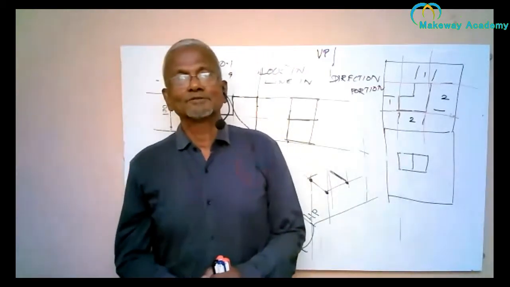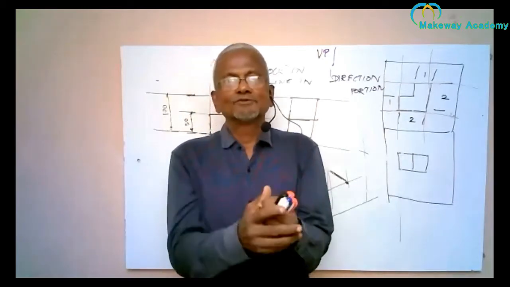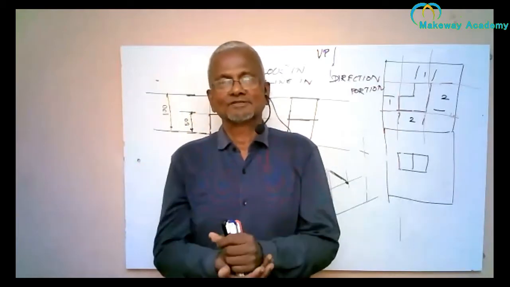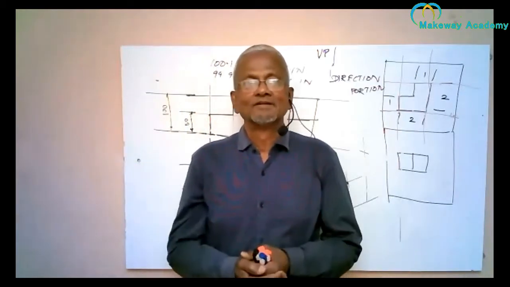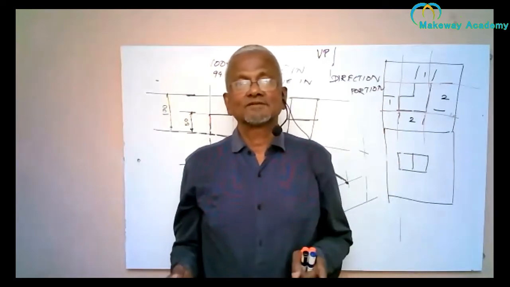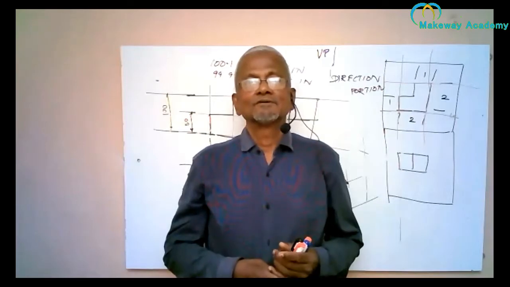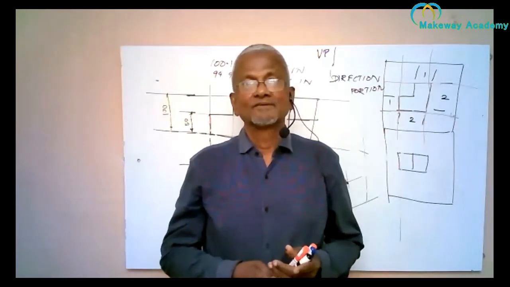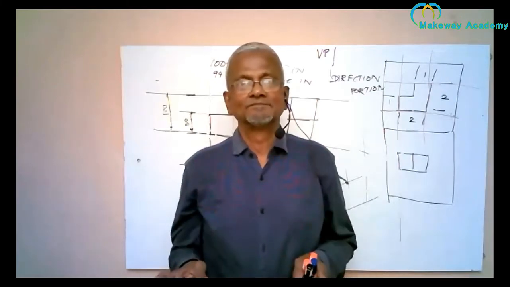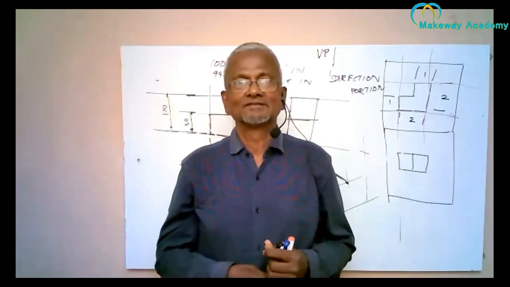So in orthographic projection, that is in multi-view projection, we use two systems. One is first angle projection, the other one is third angle projection. Some countries in the world use first angle projection. Some other countries use third angle projection. So one must be well versed with both the systems. The views are the same, but where they are placed is different.